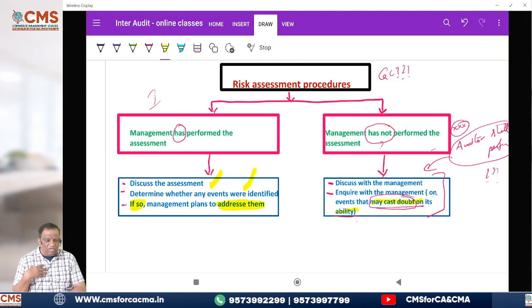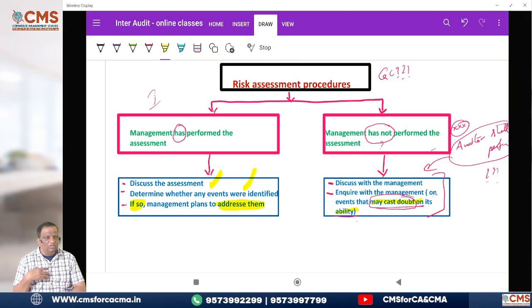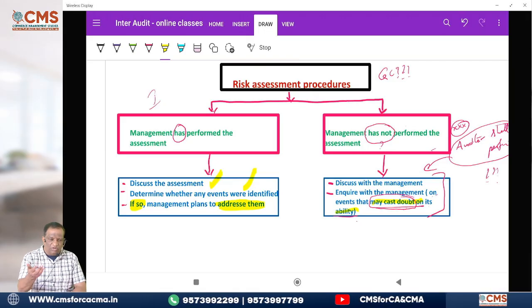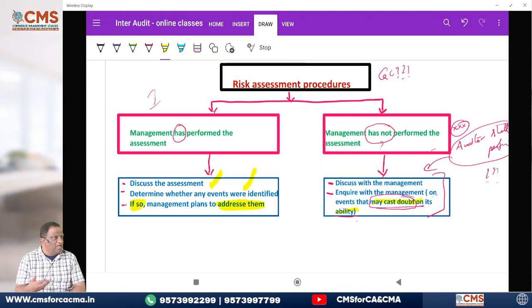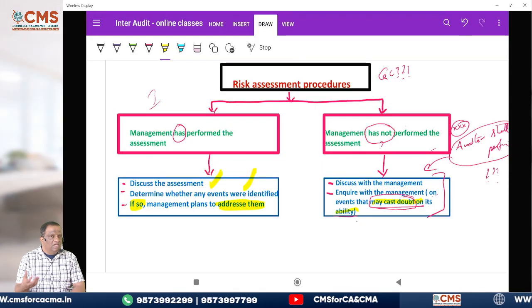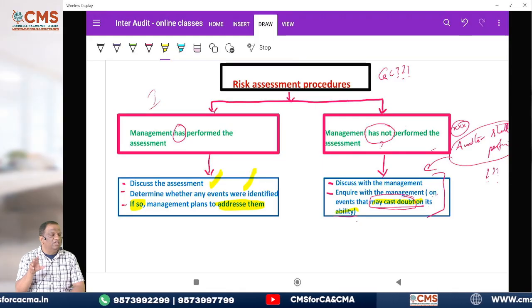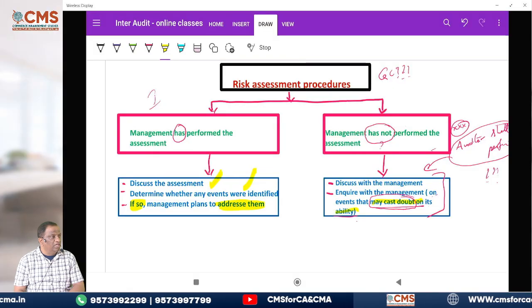Then how do I know whether his entity will continue or not? Discuss with him. Talk to him about future orders, future plans, and what he wants to do with this. Based on this, you now evaluate whether there are any events that cast doubt on it.